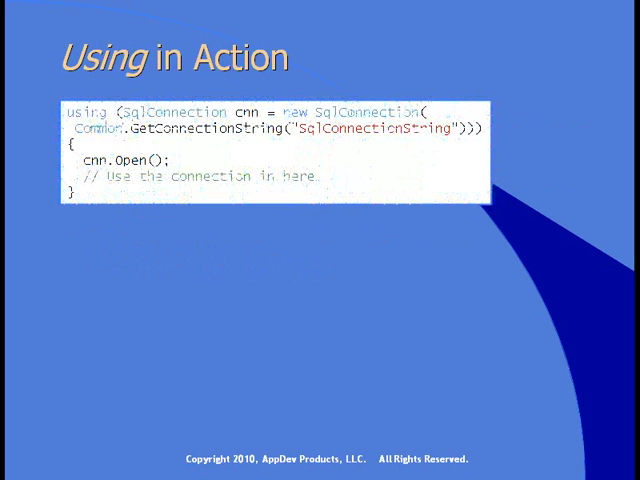And that looks like this. Using SqlConnection cnn equals new SqlConnection, passing in the connection string as a parameter to the constructor. We open the connection, we use the connection, and when we're done, the using block automatically disposes of it. Now, this does not get you out of using a try, catch, or finally block. You still need to use exception handling. Things can go wrong. All this takes care of for you is ensuring that at the end of the block, if things don't go bad along the way, the code will automatically close the connection for you.